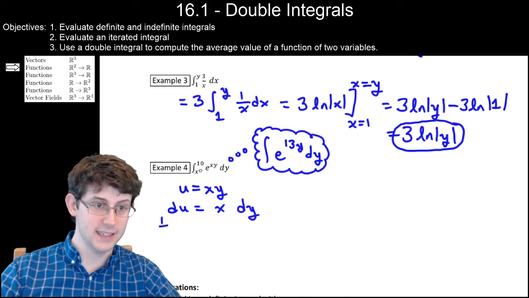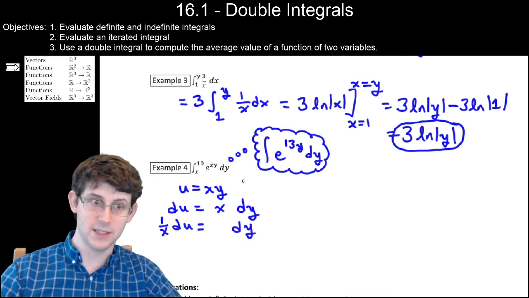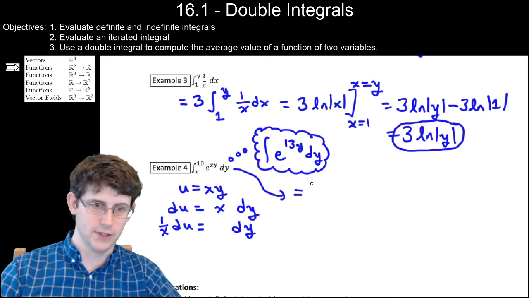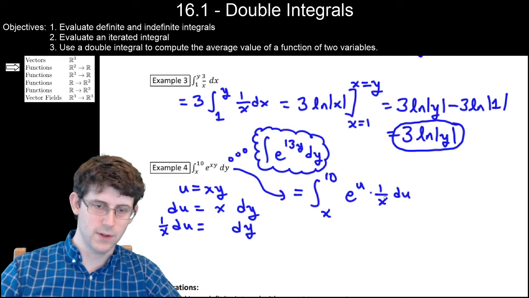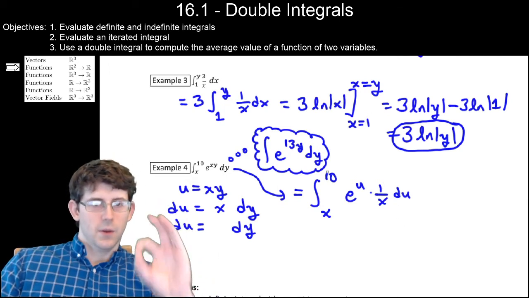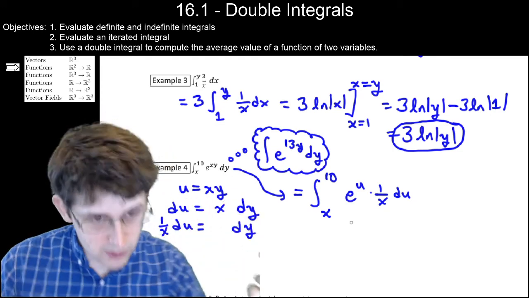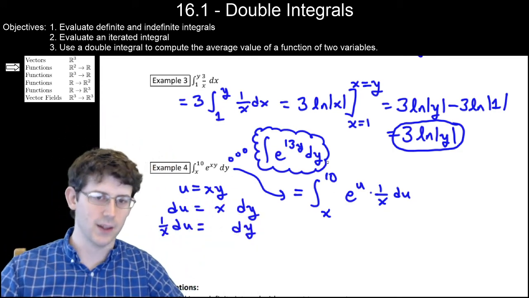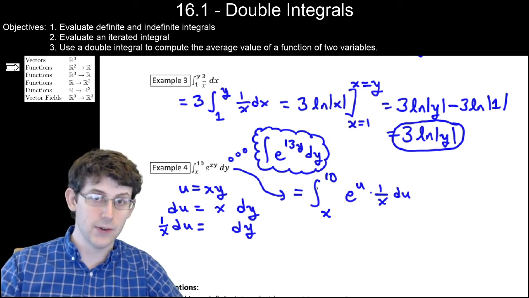I don't have x dy in my integral, so the same way that I would deal with any other substitution, I solve for whatever I have and substitute that in. So this equals the integral from x to 10 of e to the u, and then dy is 1 over x du. The way I have this written right now is wrong. Depending on how much you practiced substitutions in your Calc 1 and Calc 2 classes, you know that when you do a substitution, the bounds are messed up now.